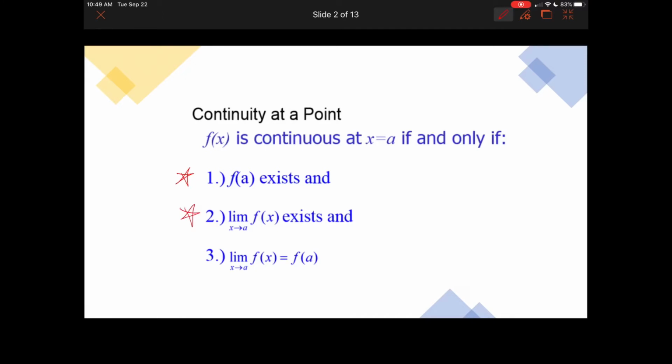So the next statement that has to be true is, does the limit exist at x equals a? And remember, that means as I'm approaching from the left, is it reaching the same height as when I'm approaching from the right? So if those 2 things hold, then I go to thing 3. And thing 3 is asking, are those 2 values the same? And if the answer is yes, then we know there's continuity. Let's do an example.